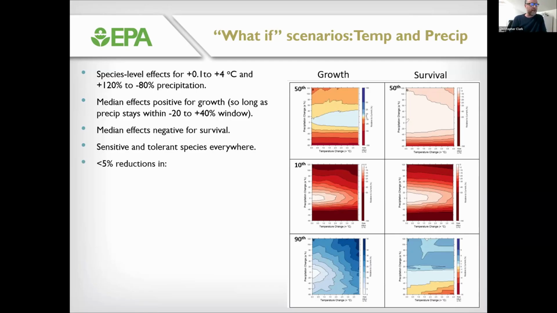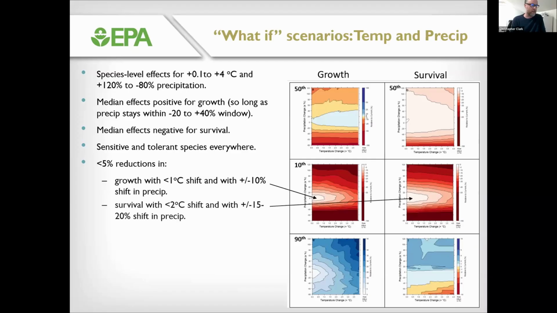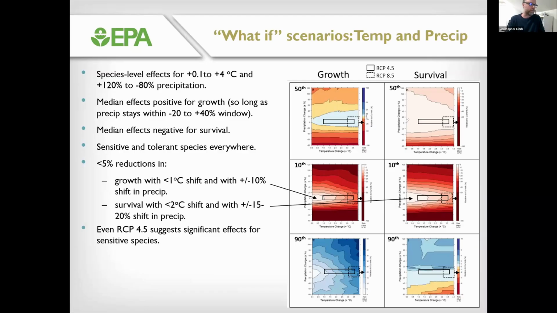And we can also use this to look at what has been dubbed safe operating spaces for forests in the United States. So if we just say that 5% or less reduction in growth is pretty good for a forest, we can stay within that zone that's represented by this little white area here with up to a 1 degree shift, so long as precipitation doesn't change by more than plus or minus 10%. We can also stay in that zone for survival with up to a 2 degree shift if precipitation doesn't change by more than 10 or 15%, or 15 or 20%.